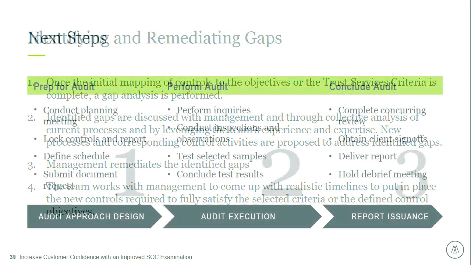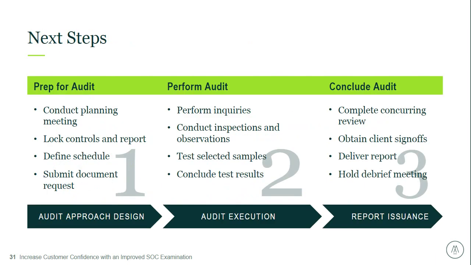So the process looks like this. This is the process for the formal audit. The first step is you prep for the audit. Things you do to prep: you plan, you make sure those controls are locked, and you have a draft of the report. You define your schedule, and then you submit what's called a documentation request listing, or a PBC listing, provided by client listing.